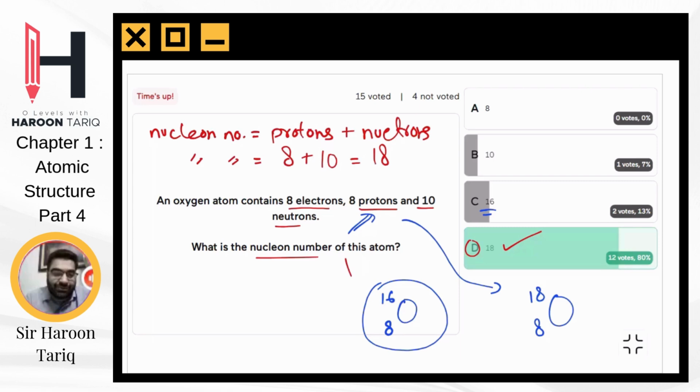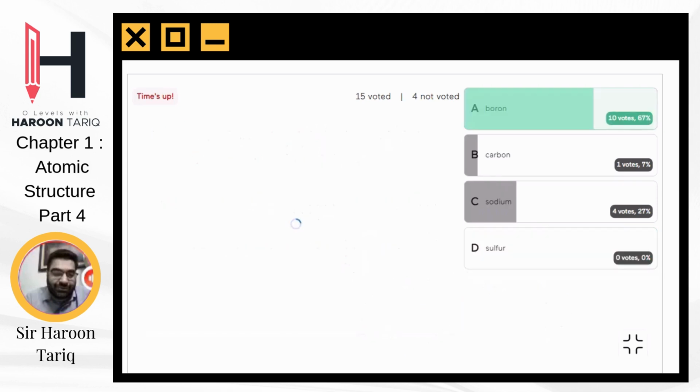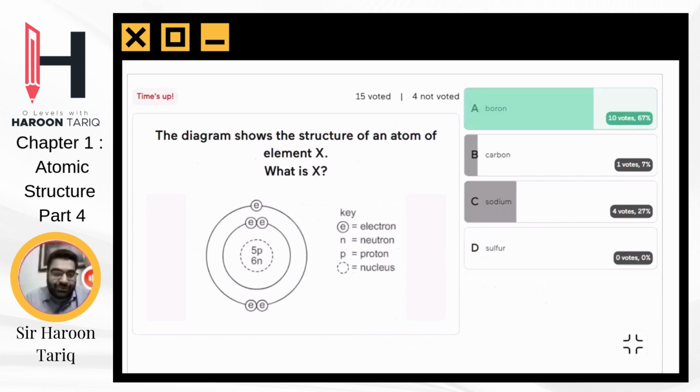So this is an isotope of oxygen. You should not calculate for questions like these from the periodic table, but rather from the data given in the question. 18 is the answer. Next question.